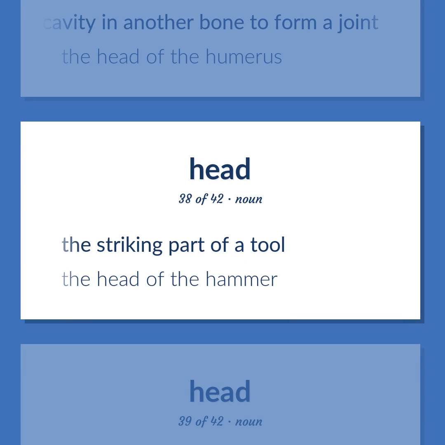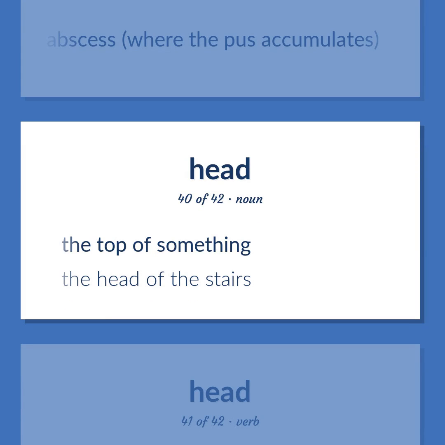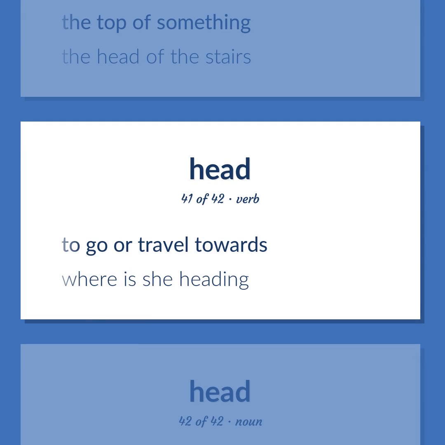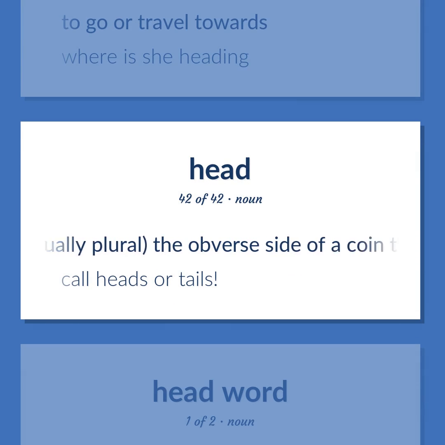The striking part of a tool. The head of the hammer. The tip of an abscess, where the pus accumulates. The top of something. The head of the stairs. To go or travel towards. Where is she heading? Usually plural, the obverse side of a coin that usually bears the representation of a person's head. Call heads or tails.